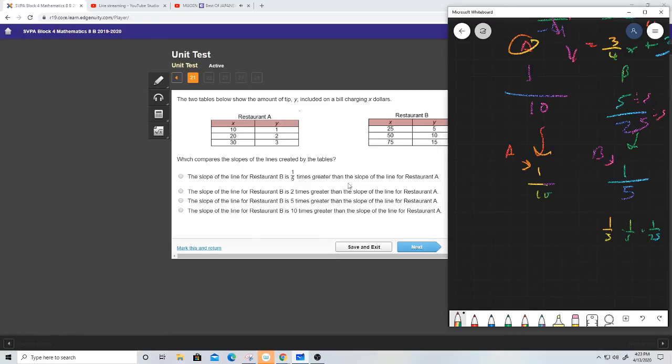Because if we multiply this factor, it should make the other one equal, right? So the slope of the line for restaurant B is 2 times greater than the slope of restaurant A. Oh, I did that backwards, sorry. If we multiply, still gonna be wrong though. If we take 1/10 and multiply by 1/5, that would give us 1/50th. Now we're gonna take 1/10 and multiply it by 2, and we get 2/10 or 1/5, right? So that's correct. And these other ones are the exact same wording with just the numbers changing, so no. So we like B.